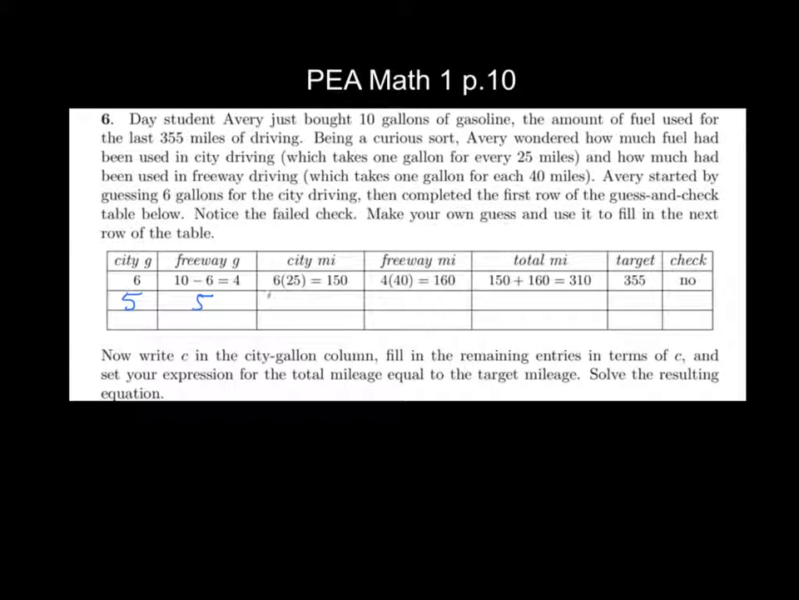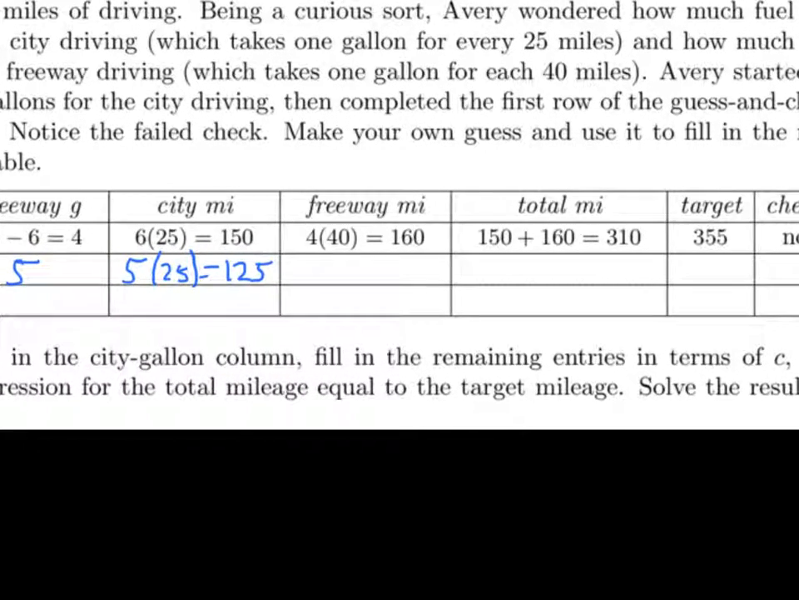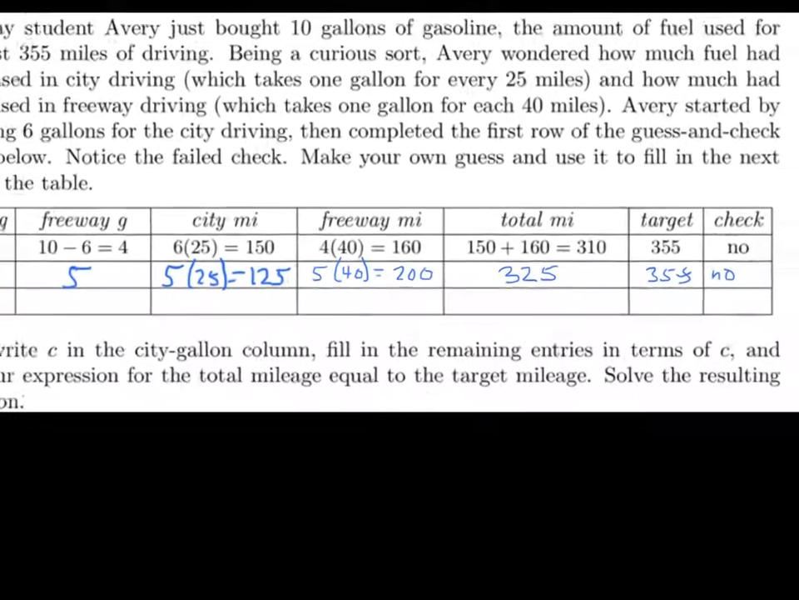So we can do 5 times 25 now, because that's the city miles. 125. Zoom in a little bit. Then we could do 5 times 40, which is 200. So total miles now would be 125 plus 200, which is 325. Still too low. So it's still too low, but we're going the right direction.